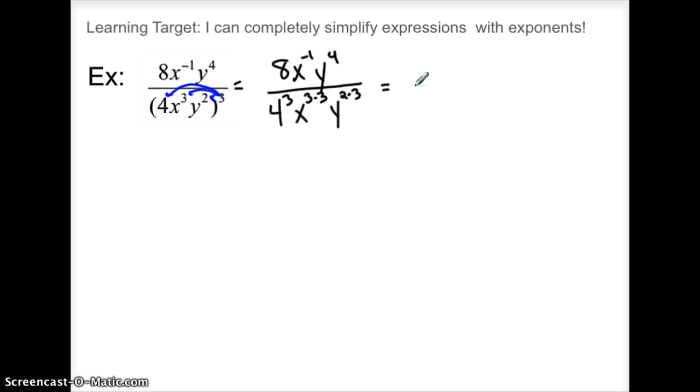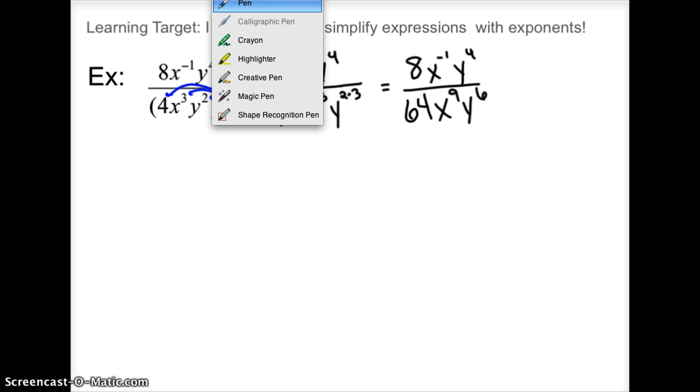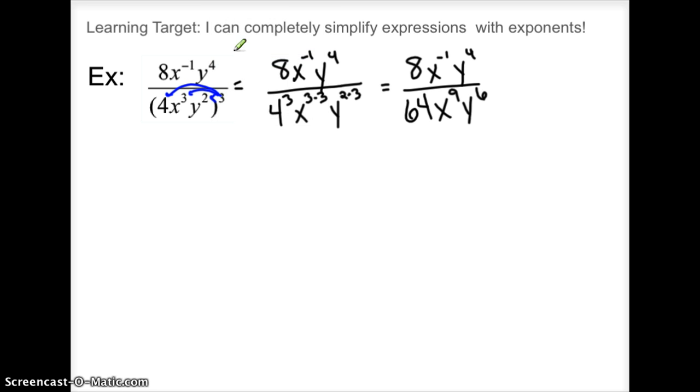Okay, now next up, let's clean up the bottom and put it as simplified as we can before we start looking at negative exponents and things like that. So 4 cubed, remember that's 4 times 4 times 4, which would be 64. 3 times 3, so we'll have x to the 9th on the bottom. And then 2 times 3, we'll have y to the 6th. Now, my next suggestion would be, we got rid of the parentheses, so now let's focus on negative exponents.